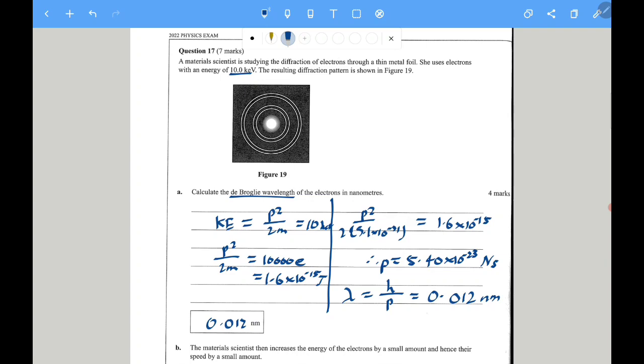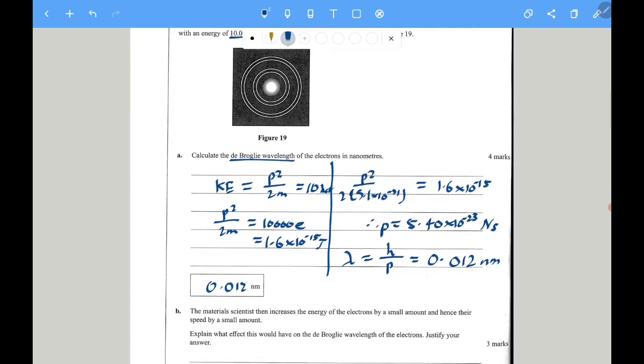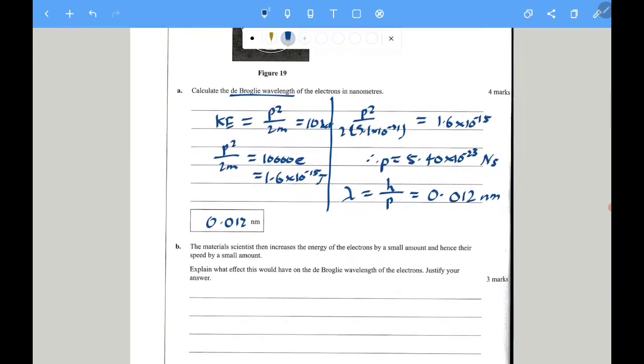All right, so first we converted the values into joules, then found the momentum, and then found the de Broglie wavelength in nanometers. All right, so let's move on.